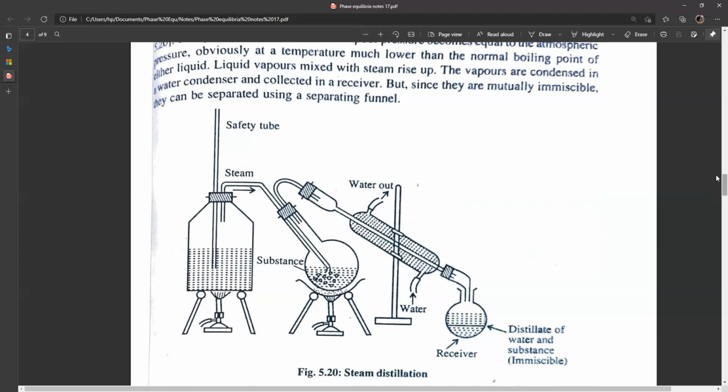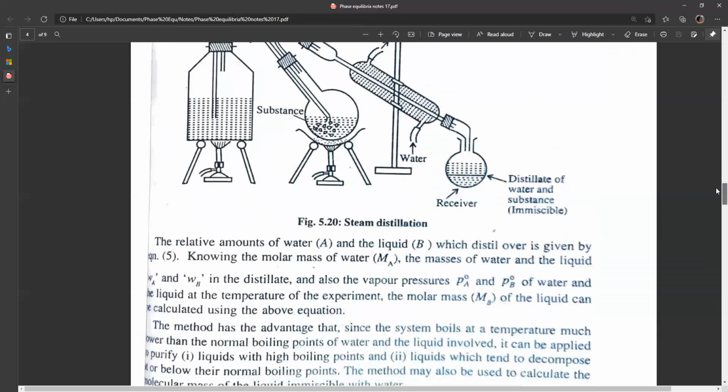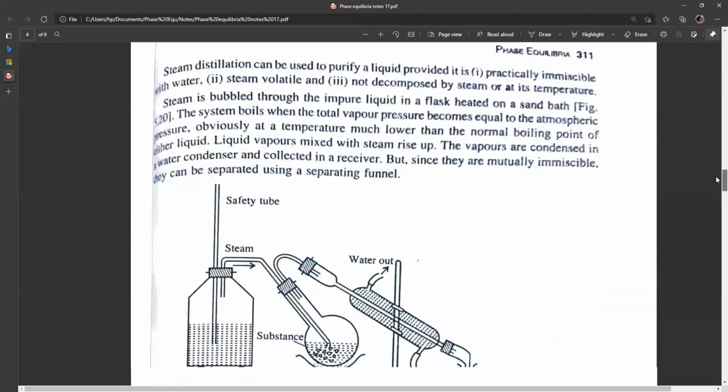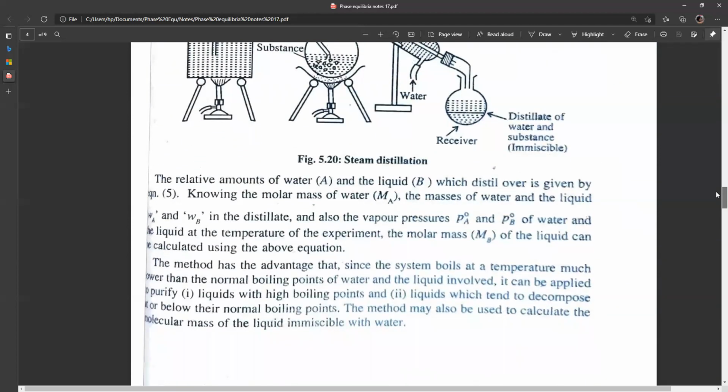And this is an important method, and you will be asked for it in the exam as an essay question. The relative amounts of water and the liquid which distill over is given by equation 5. Knowing the molar mass of water and the masses of water and liquid, W_A and W_B, in the distillate, and also the vapor pressures of the liquids, P0A and P0B, of water and liquid at that temperature of experiment, that we have charts available, the molar mass of the liquid can be calculated using this equation.